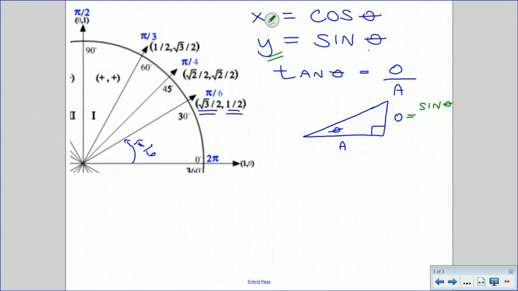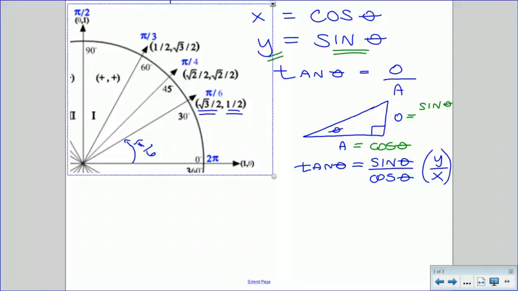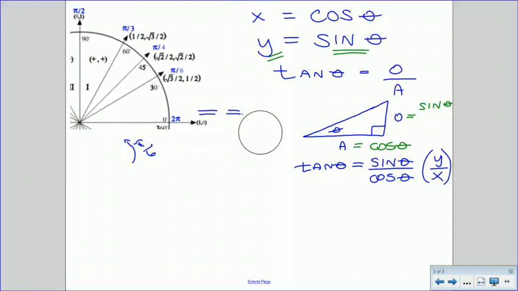Right? That's what we said over here. So the opposite is sine theta, and the adjacent, which is the x value in this case, will be the cosine of the angle of rotation. So we can say that the tangent of theta will always equal the opposite, which is the sine of theta, over the adjacent, which is the cosine of theta, which in actuality is just the y over the x value. So we have everything we need here in quadrant 1 to go and search for some patterns.